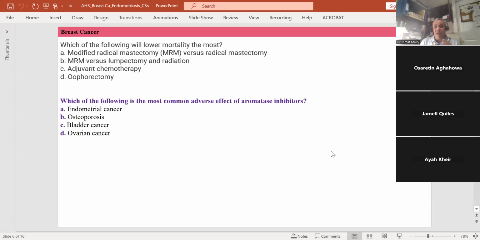So as we compare the AIs and the SERMs as two different groups of medications, the aromatase inhibitors like Arimidex, Femara, or Aromasin may put the patient at risk for osteoporosis because they inhibit estrogen production. However, the SERMs, the selective estrogen receptor modulators like tamoxifen, have an agonist effect on the bone, a positive effect, because they have an antagonist effect on the breast tissues.